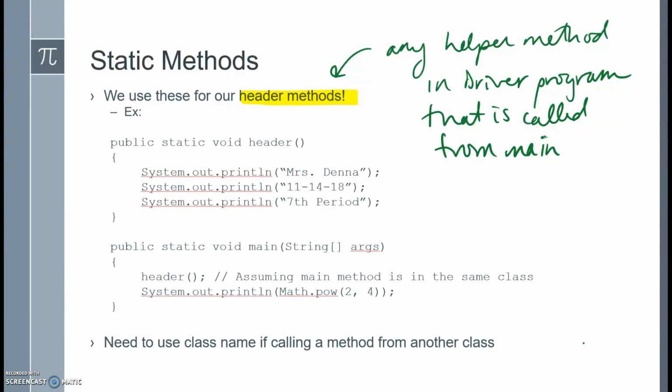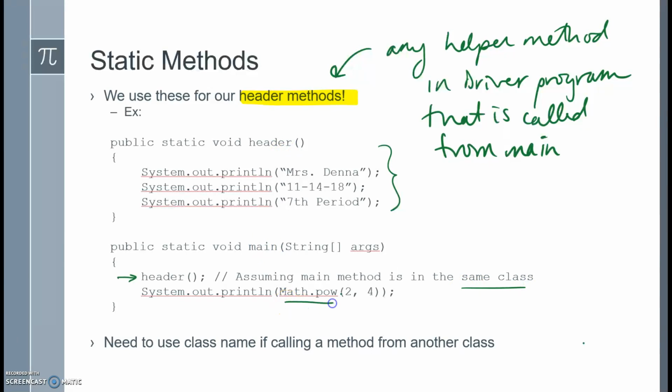So this method right here, header, its sole purpose is just to print out the header for the lab, and it's kind of bunching up all the code, getting it out of the way so that when you look at your main method, we don't have to see all of this. When we call this method, we simply just say header. So if header and main are in the same class, then we don't need to say class name first. We just put the method name.